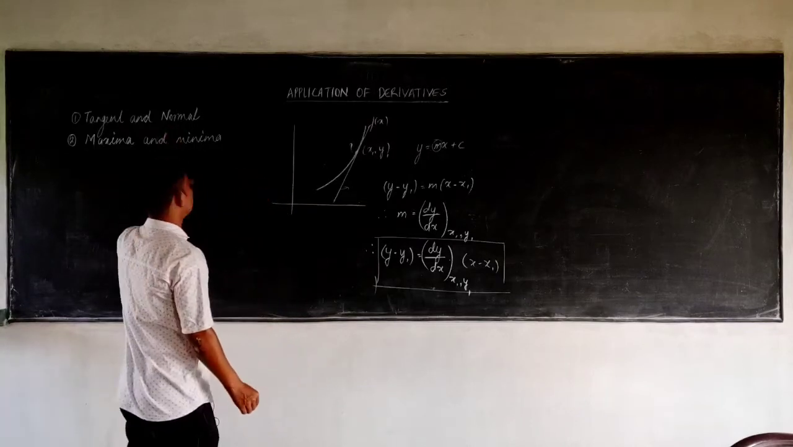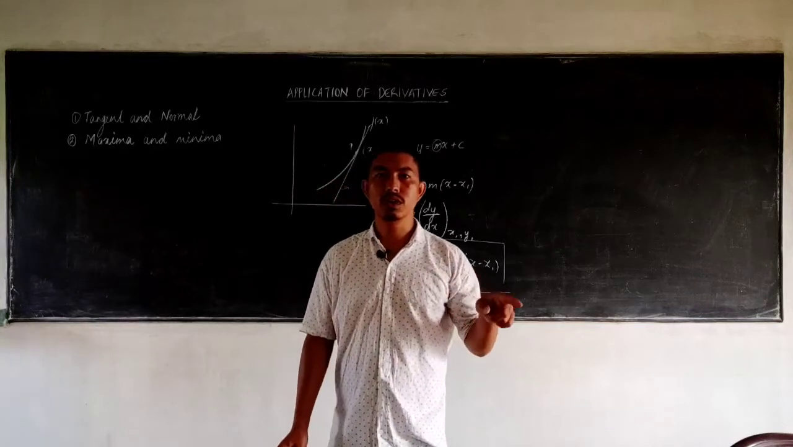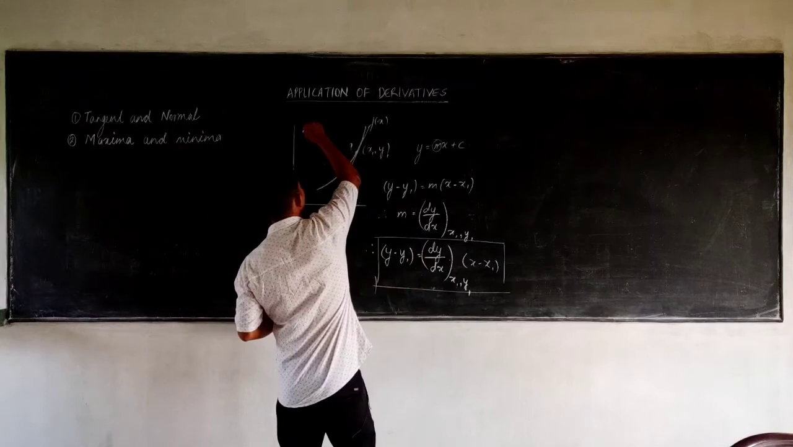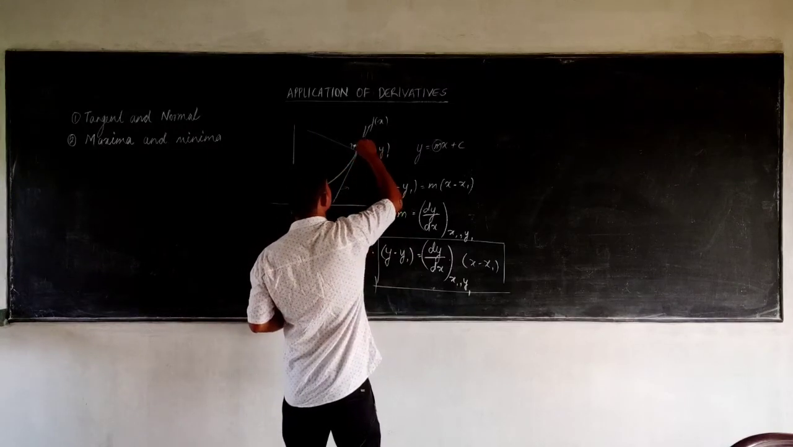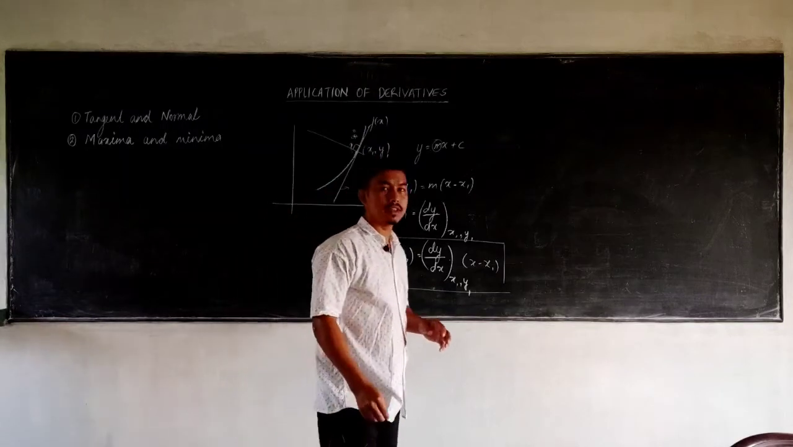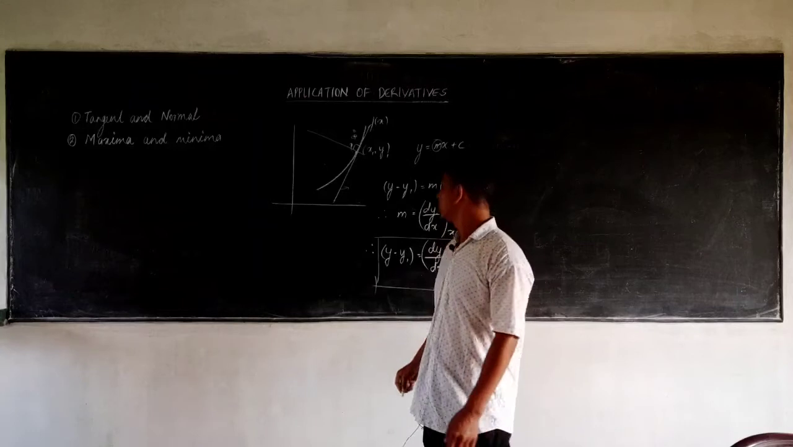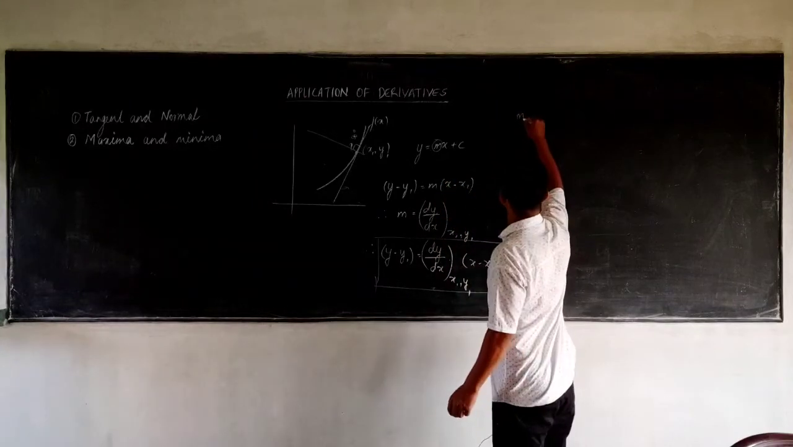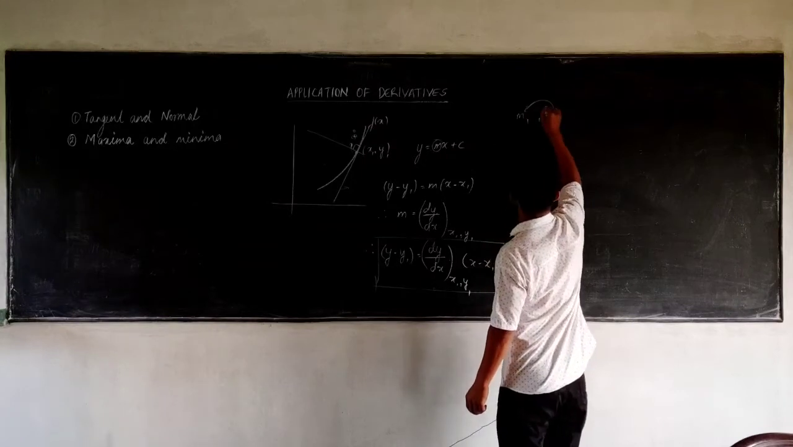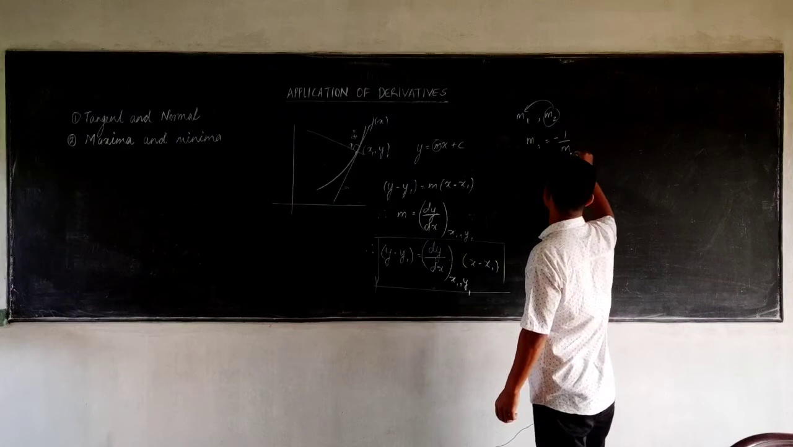Now, coming to the normal, we already know what the normal is. The normal is the line drawn perpendicular to the tangent. So suppose I draw a line to the tangent at a given point at an angle of 90 degrees. We have also learned in class 10 that for two lines perpendicular to one another, if m1 is the slope of one line and m2 is the slope of the other line perpendicular to the first, then m2 will simply be equal to negative 1 divided by m1.